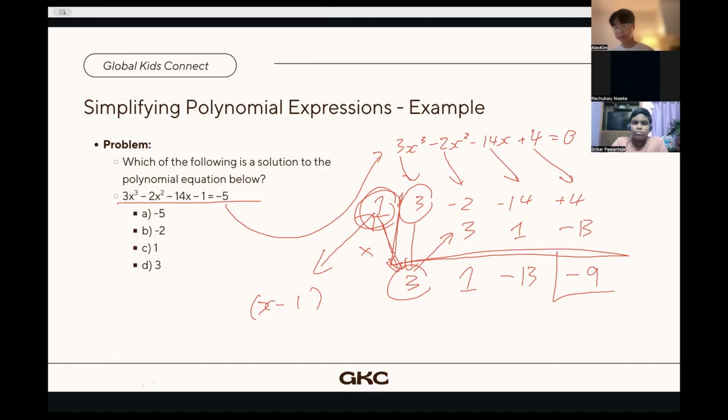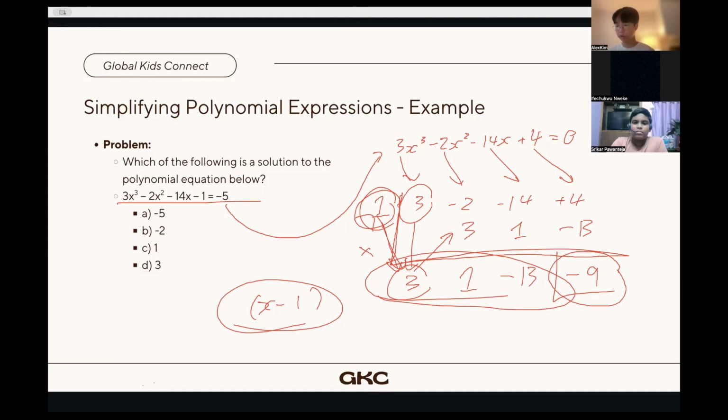But the reason this method is useful is that for whatever linear equation we divide by, the final value will be the remainder, and the other values will be the coefficients of the quotient. What I mean by that is if we divide our original polynomial by x minus 1, then we get this polynomial with a remainder of -9. And so this is why this method, the rational root theorem, is very useful within mathematics.